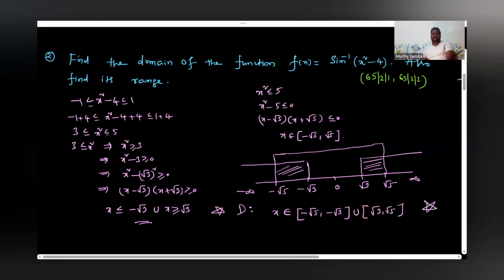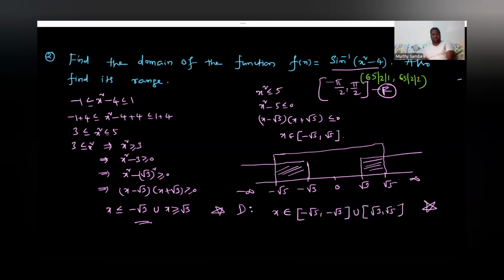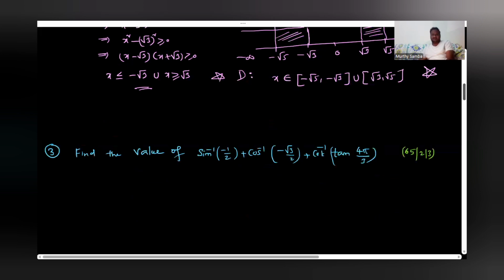And you know what is the range of the function? Range of the function means the sine inverse always lies between minus pi by 2 to pi by 2. So closed minus pi by 2 to pi by 2 is the range of the function, and the domain of the function is x belongs to minus root 5 comma minus root 3 union root 3 comma root 5. Hope you understand. Right. So moving on to the third problem.